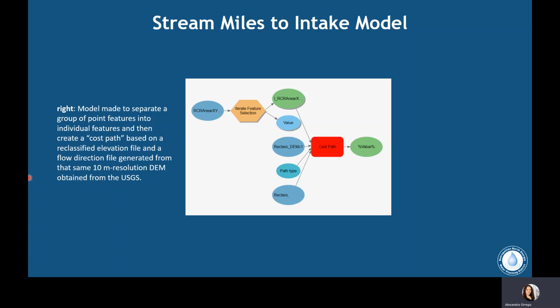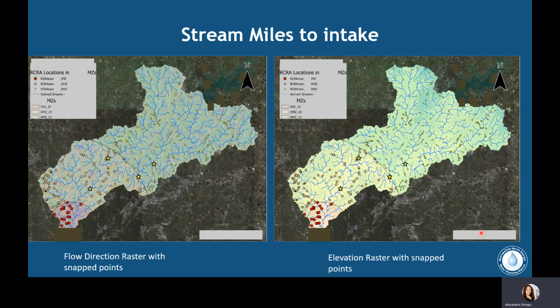So again, cost here just refers to the values at the raster pixels and determines how costly it is to move to the next pixel. Lower values are cheaper. The flow direction and elevation values allow the paths to follow the region's topography downhill, perfectly aligned with the streams themselves. So you can see kind of a depiction of this, right? All of those little dots are facilities that have been snapped to where they would be entering into the stream. And so on the left, we have all those points snapped to the flow direction raster, and then the elevation raster.